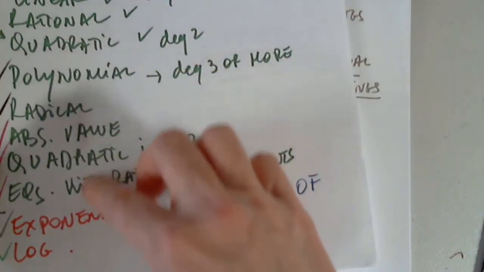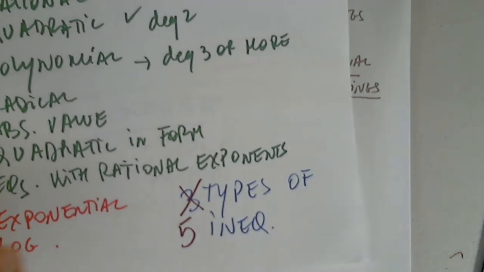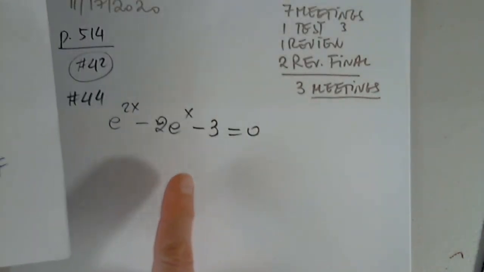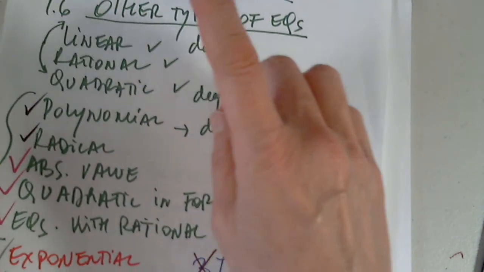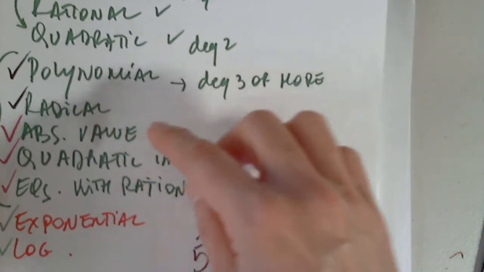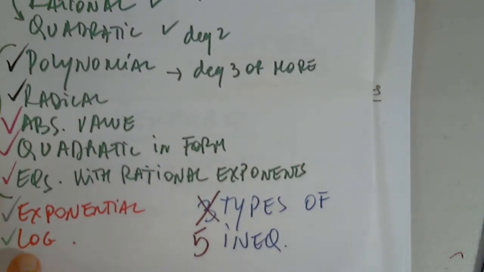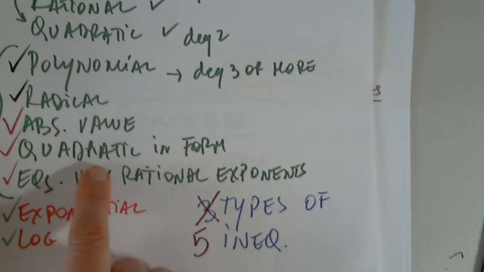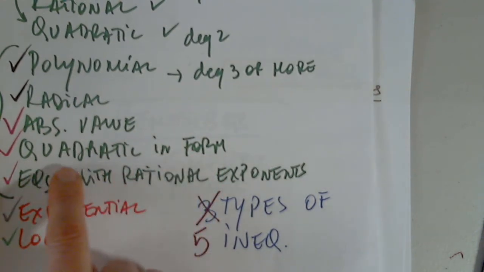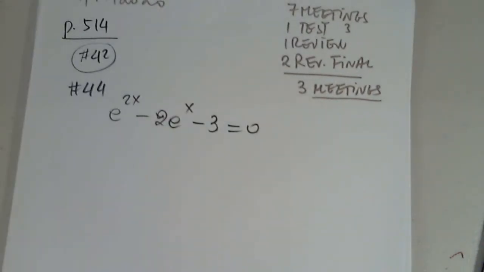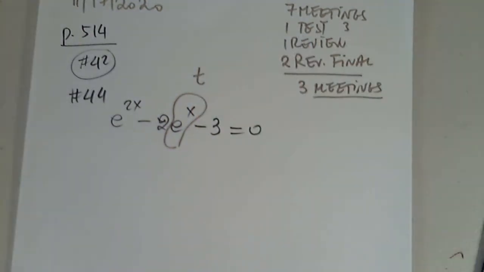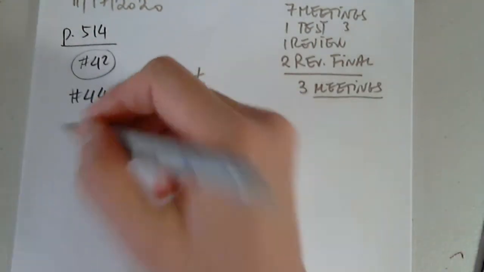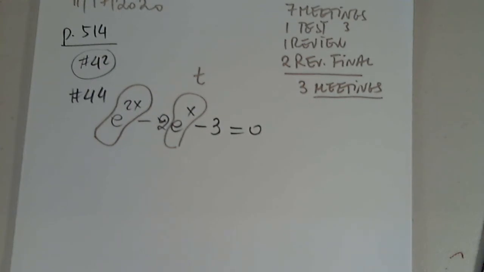So looking back to all this list, I realized that there is some connection to this. Of course, not linear. Of course, not rational. We'll talk about that. Not polynomial, not radical, not absolute value. It's an exponential equation, but it's also quadratic in form. So I will use a substitution. Why? Because I realize that I can denote this by t only if this can be denoted by t squared, otherwise the method doesn't work.